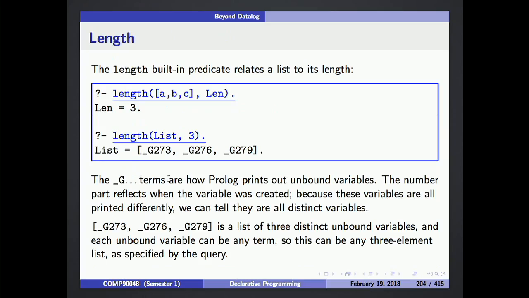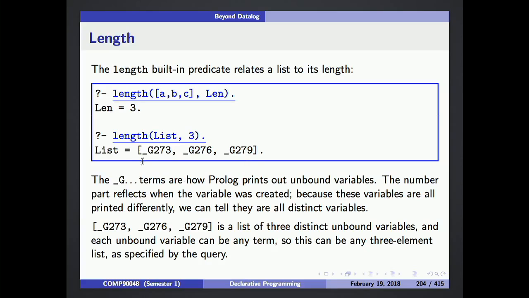Okay, so length is a built-in predicate which does similar things. So I can say length of ABC and it will print the length as 3. Right? So that's how we expect to use length in Haskell. We can also say: give me a list which has length 3. And I'll get back this.